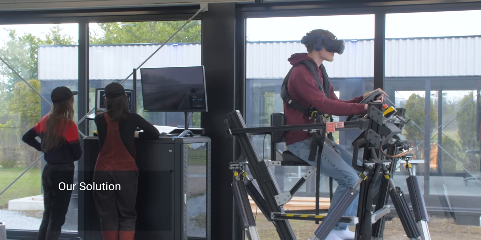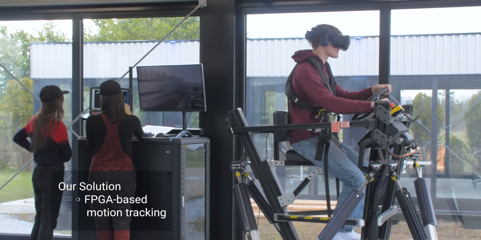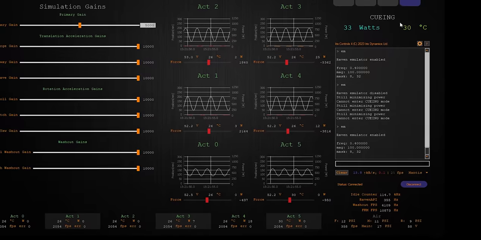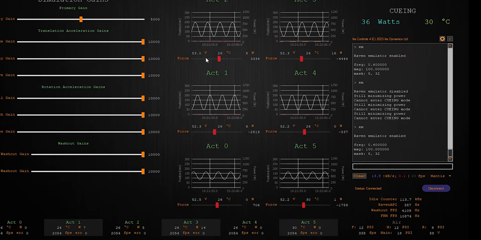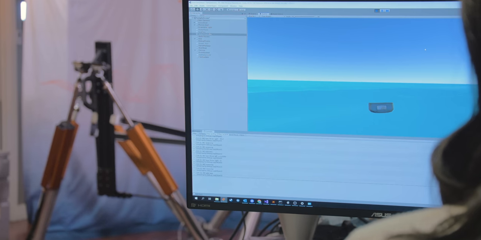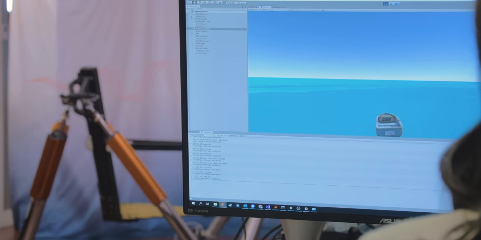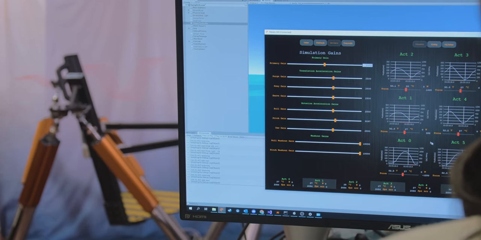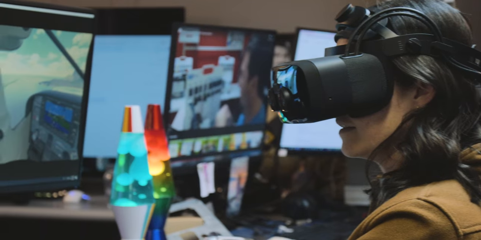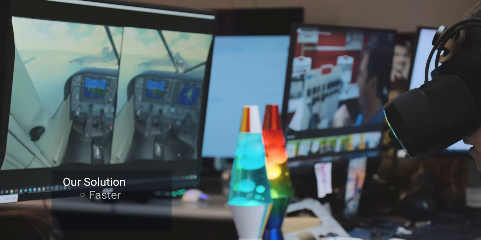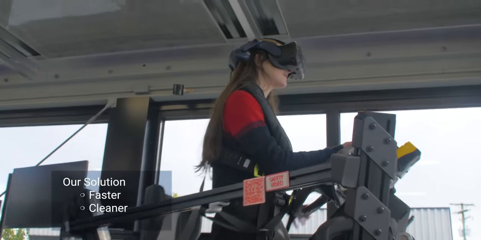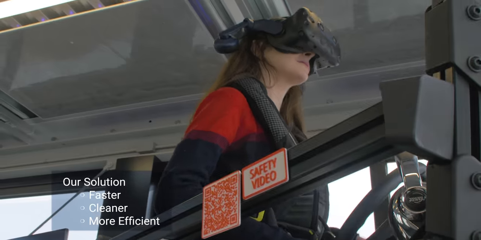With the Raven platform, however, the FPGA-based controller uses a forward kinematics model to calculate the exact location of the platform in space. This allows the VR environment to know exactly which head-mounted display movements are the result of the platform moving and which are the result of the rider moving their head. The solution is far faster, far cleaner, and far more efficient at helping VR developers build better solutions.